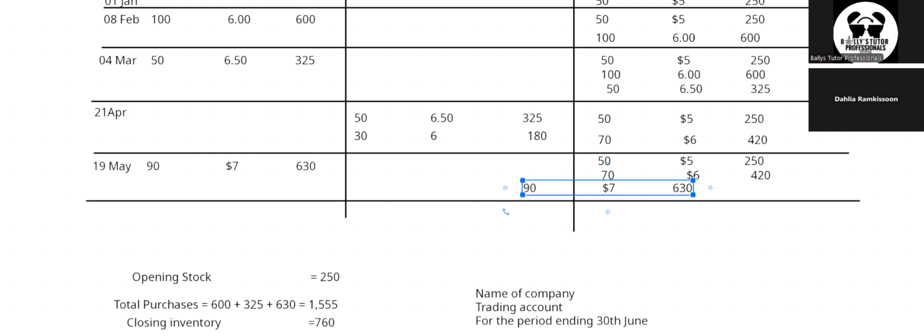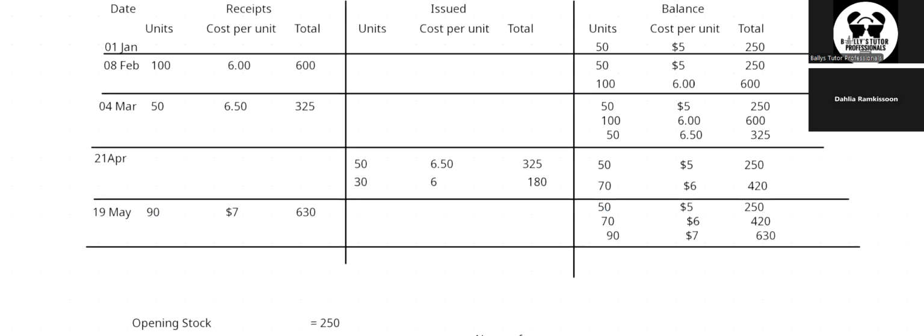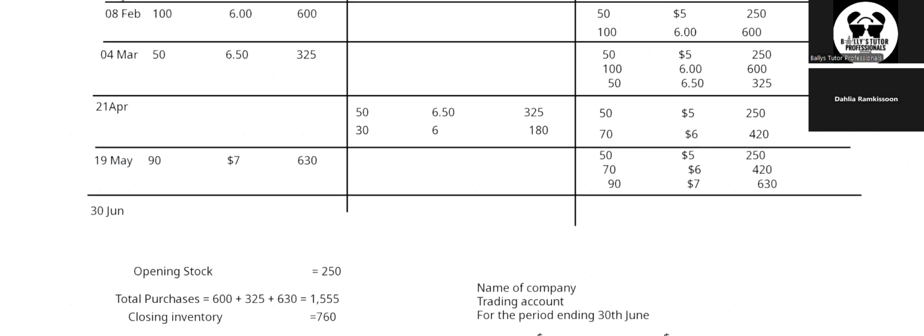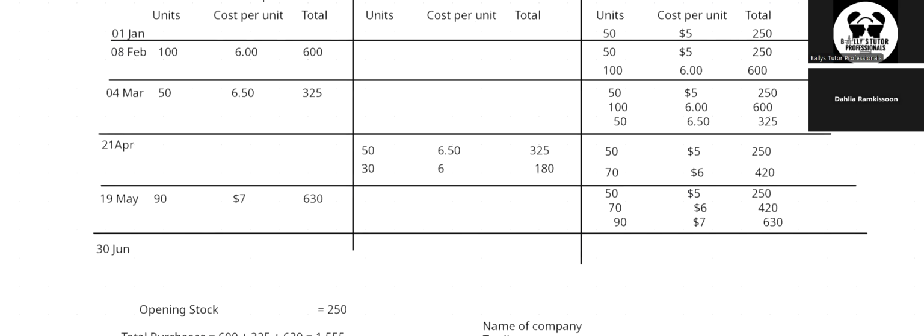And now, when it's time to sell on the 30th, so 30th of June, we're going to sell from the last set of goods first. What was the last set of goods to come in now? 90 at $7. So that's gone. How much more do we need to make up the 100? 10. Where are we getting that 10 from?